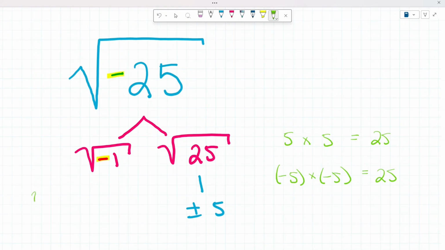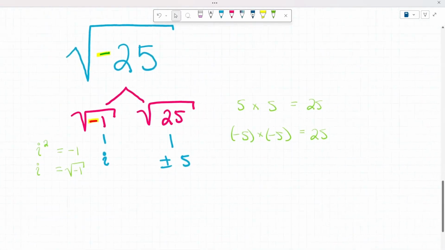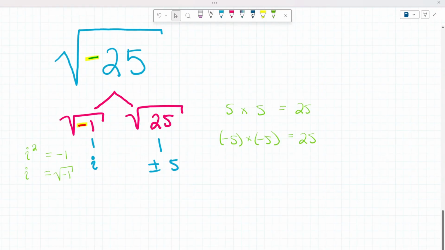We have this complex number i over here, and i squared is equal to negative 1. Therefore, if we take the square root of both sides, we end up with i equal to the square root of negative 1. So over here, we can see that the square root of negative 1 is simply going to equal i. Now we have all the elements that we need in order to solve this problem.